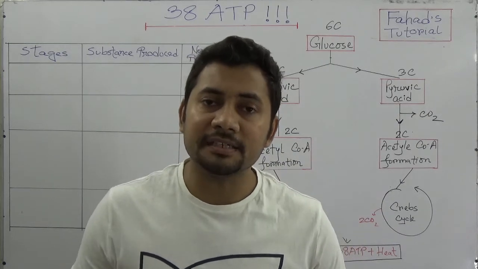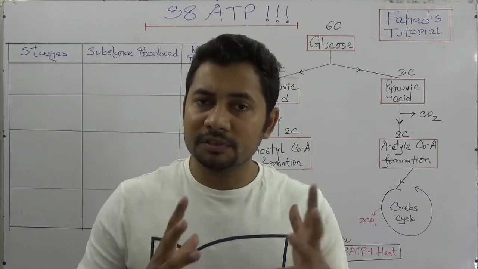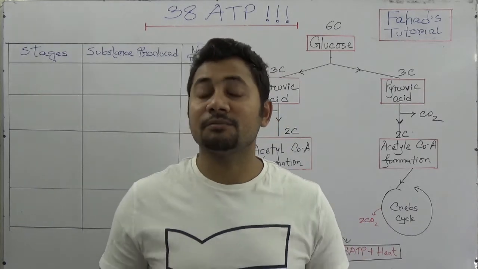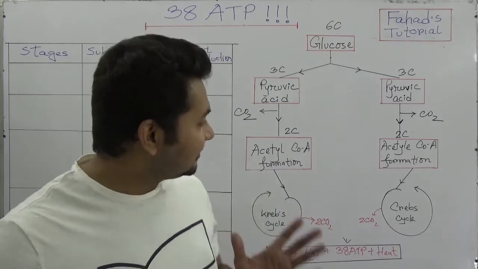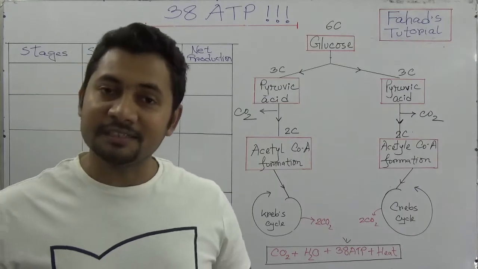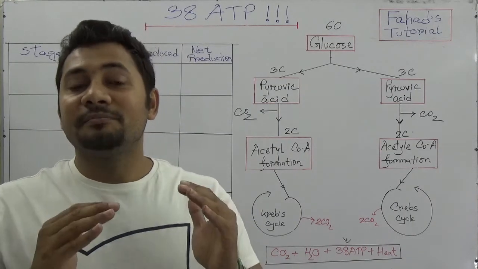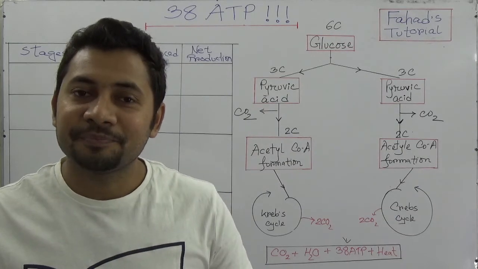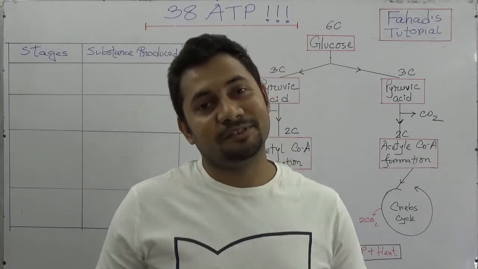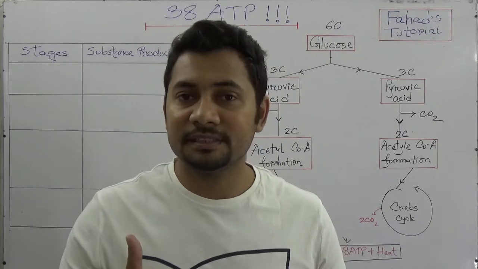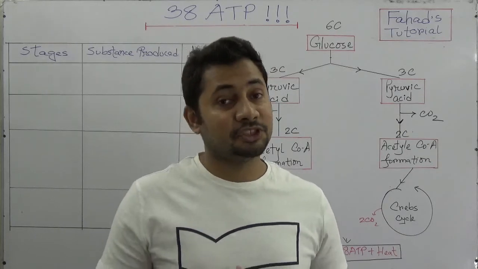How 38 ATP is produced from one molecule of glucose, and what's going on in aerobic respiration and what are the changes. If these are the questions in your mind, then this is the solution. I hope that in my previous class you already saw that I explained the process and steps of aerobic respiration, and we already know that there are 4 steps of aerobic respiration, that is glycolysis, acetyl-CoA formation, Krebs cycle, and electron transport chain or system.